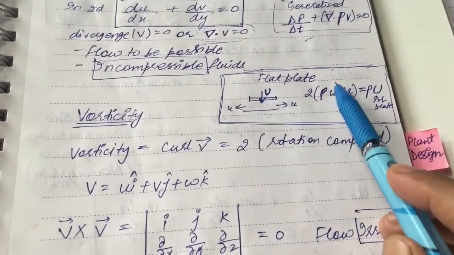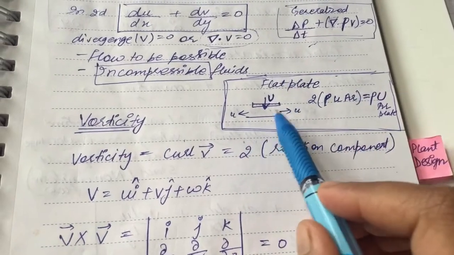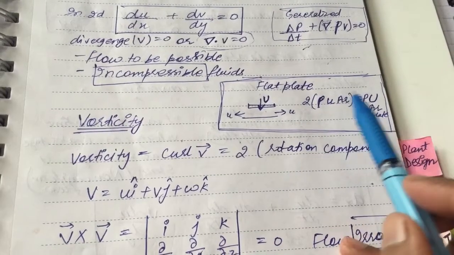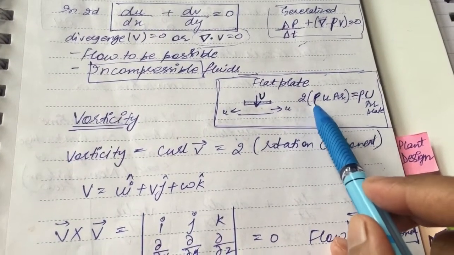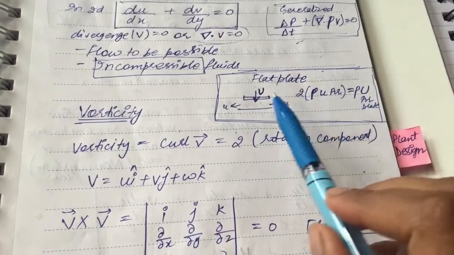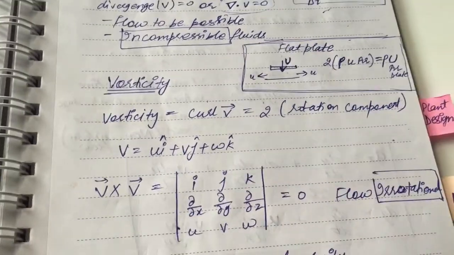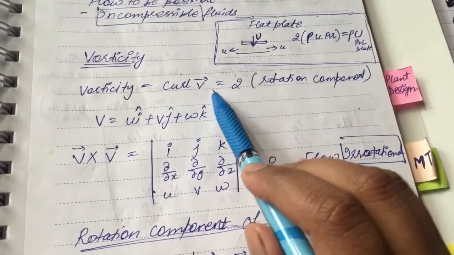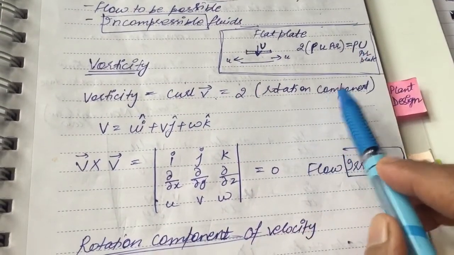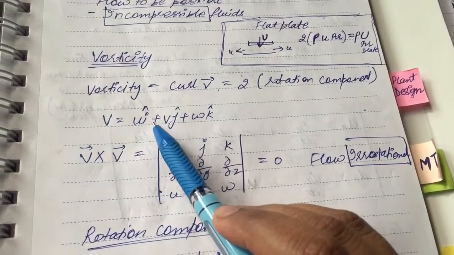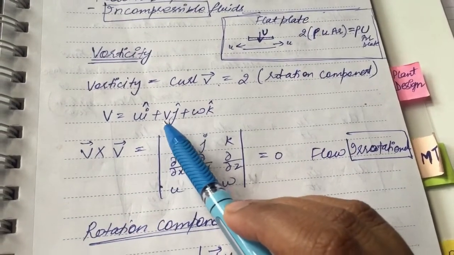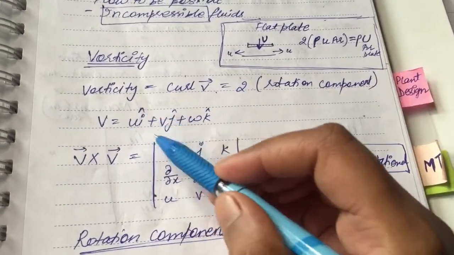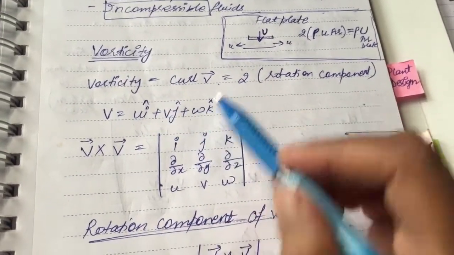And in case of a flat plate, this is the area of the flat plate, rho u, which is 2 rho u into area. This would come in useful when we solve questions. So to find vorticity, it is the curl of vector v, which is 2 times the rotation component. Velocity is given as u i cap plus v j cap plus w k cap.